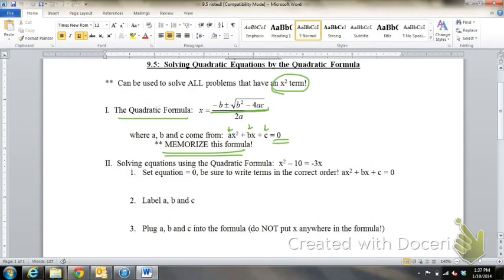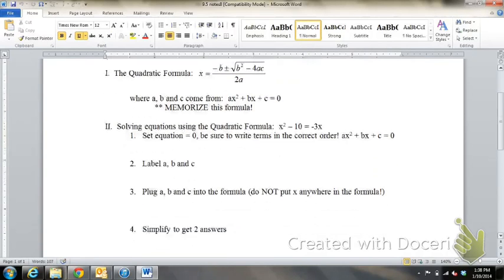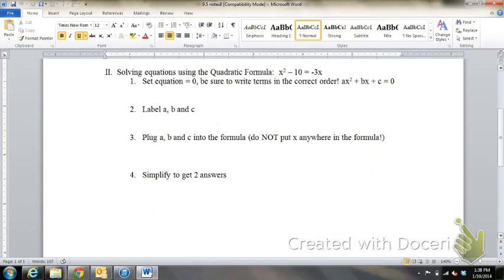Okay? So, let's scroll down a little bit. So pause that if you need to. Okay, so let's try an example. First thing we need to do is make sure our equation equals 0, which this does not. So what I'm going to do is add 3x to both sides. And you want to write it in the correct order. It should go in order of the powers. The highest power should go first. So x squared came first. Then should come, sorry, that's a 2. That's better. Then should come my plus 3x. And then comes minus 10 equals 0.